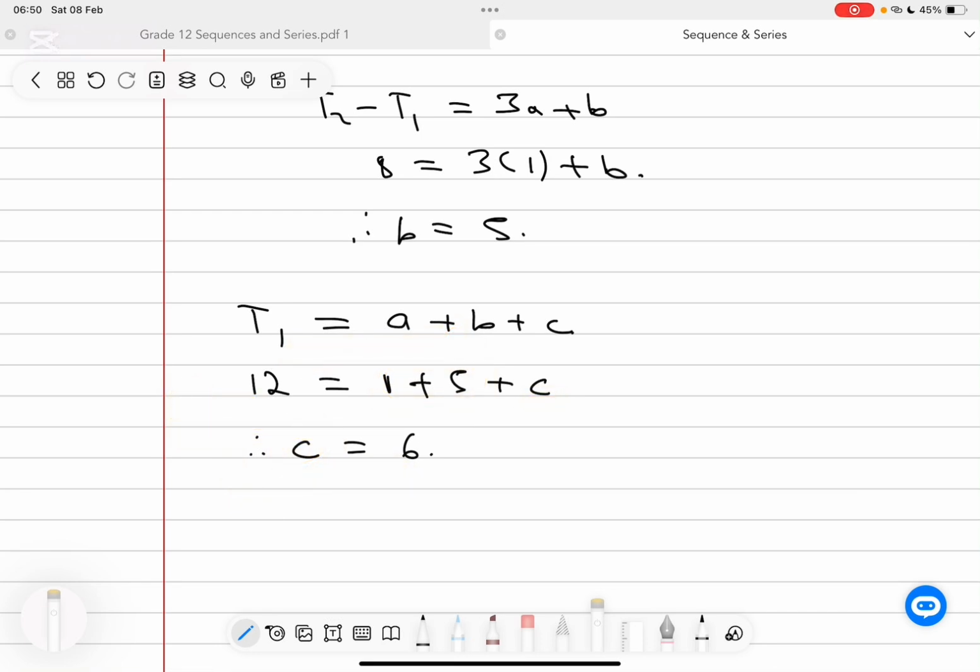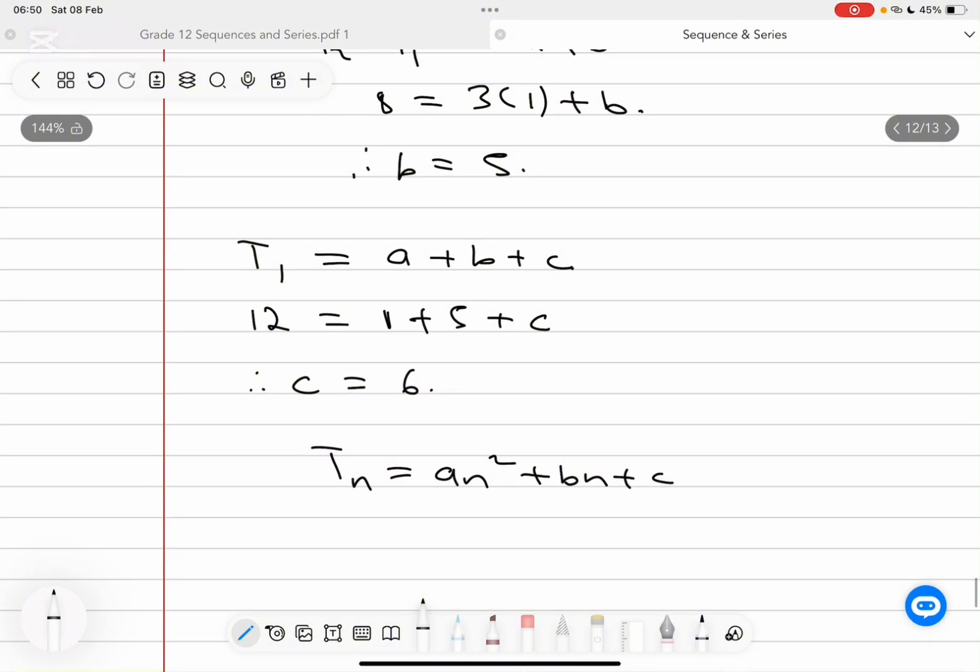Now at this stage we are going to take our general equation for the quadratic sequence, which is an squared plus bn plus c, and we simply plug in the values of a, b, and c. Because we know that a is 1, here I'm going to have n squared, because if you put the 1 here, it will just multiply this. Remember, any number multiplied by 1 is that number.